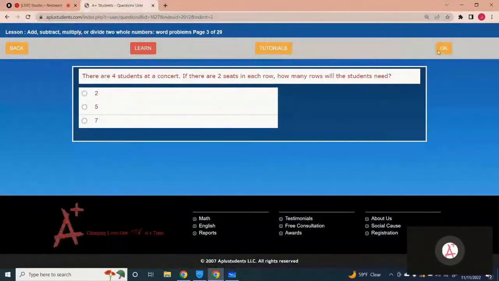Okay, there are 4 students in a concert. If there are 2 seats in each row, how many rows will the students need?